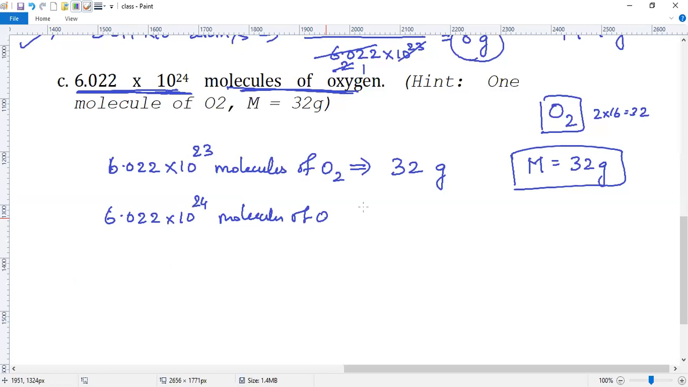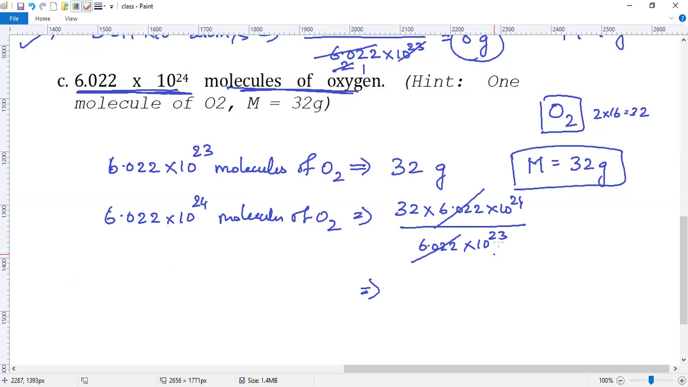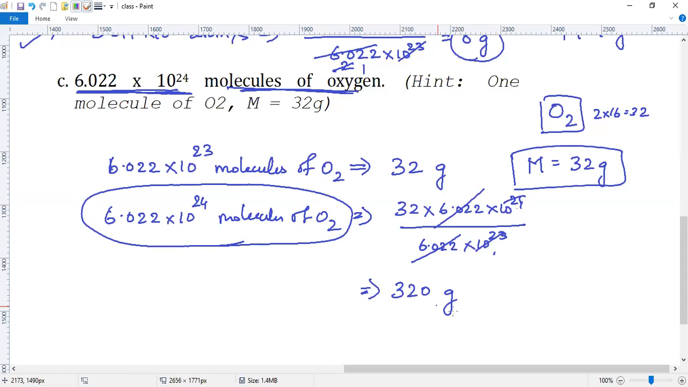So how will you find normal direct proportion? It is 32 into 6.022 into 10 power 24 divided by Avogadro number. So in the values cancel ஆயிடும். இங்க பாத்தீங்கன்னா it is 23 here, 24 here. So you will get cancel பண்ணீங்கன்னா ஒரு 10 மட்டும் மேல numeratorல இருக்கும். So this will be 320 grams. This many molecules of O2 ஓட weight என்னமா? It is 320 gram. Normal direct proportionல பண்ணிருக்கோம்.